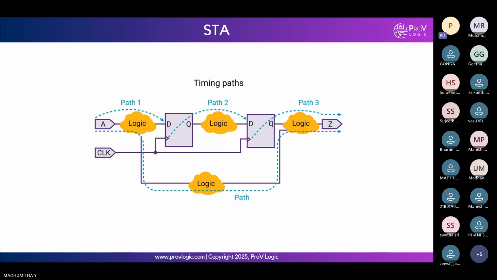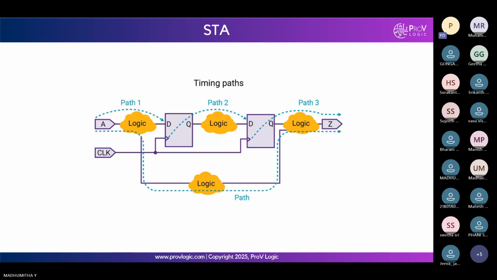So these are called timing paths. You can see path 1, path 2, path 3, and path 4, right? These are called 4 different timing paths. Timing paths means paths which carry data from one point to another point. So there are 4 types of timing paths, and the first type is path 1. Path 1 is the timing path from an input port to a flip-flop.